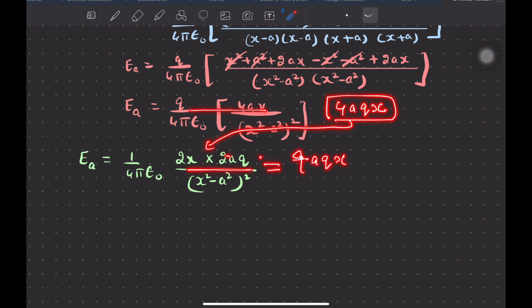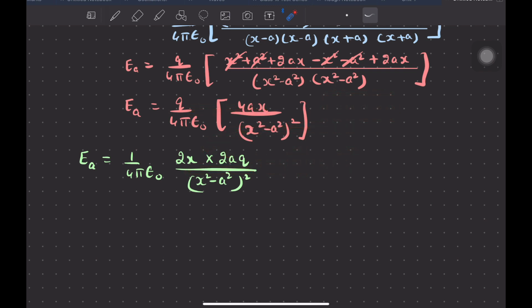4aqx, and the question arises why I have done this kind of thing. The answer is that 2a is already the length of the dipole, multiplied by q, it will become the dipole moment p. So I just want to express my expression in terms of dipole moment. That is why I have separated out these things, so that I am able to write 2aq as the dipole moment.